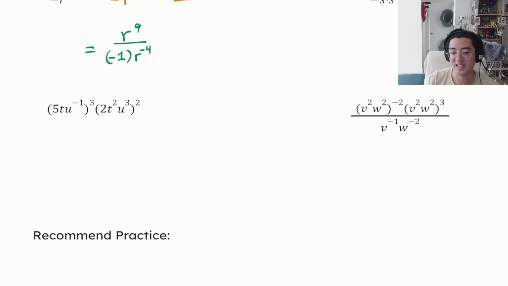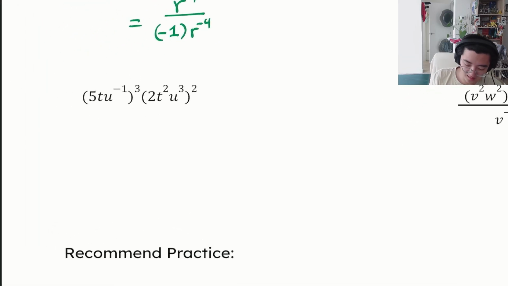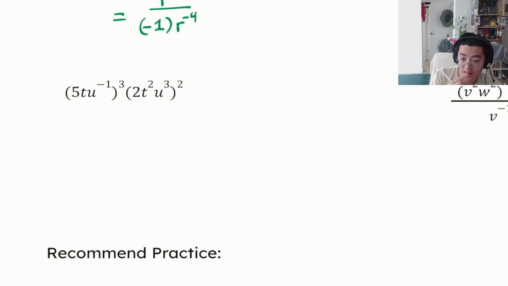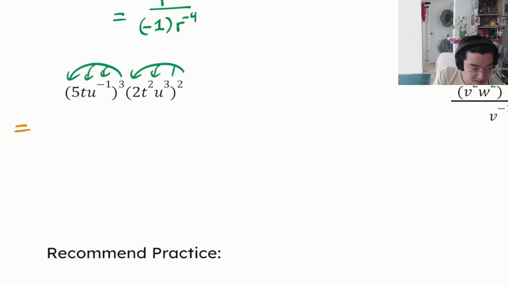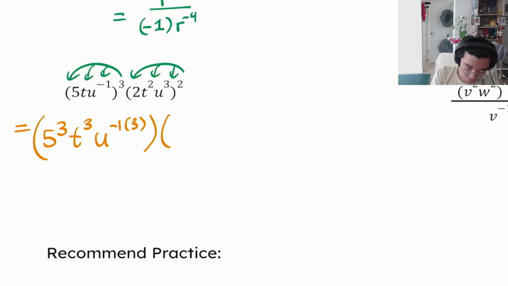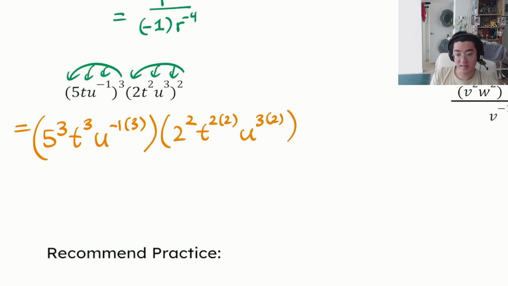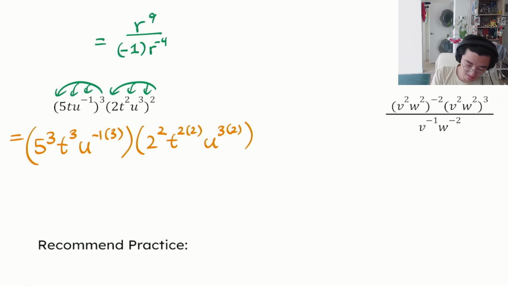Here's some really extending ones. So first up here, we make sure all the exponents go to their respective things inside the bracket. So we got 5 to the power of 3, t to the power of 3, u to the power of -1 times 3. And then we got 2 to the power of 2, t to the power of 2 times 2, and then u to the power of 3 times 2. Let's multiply all the exponents out.